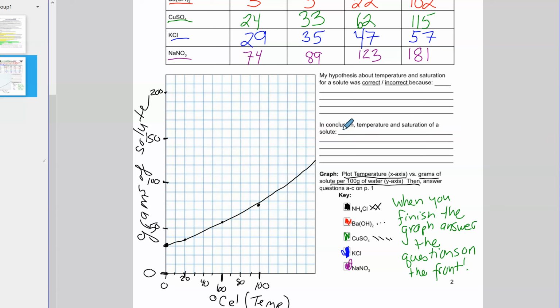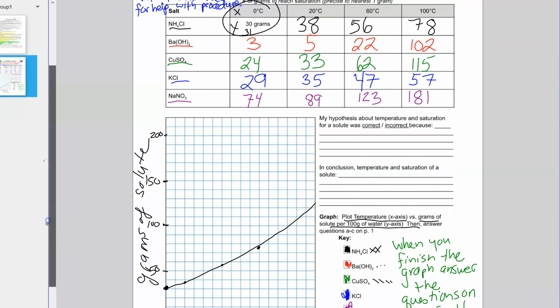If you're good, you can pause the video, graph all these on your own and come back, fast forward to the end. If you're having a little bit more trouble, stick with me and we'll graph these things together.